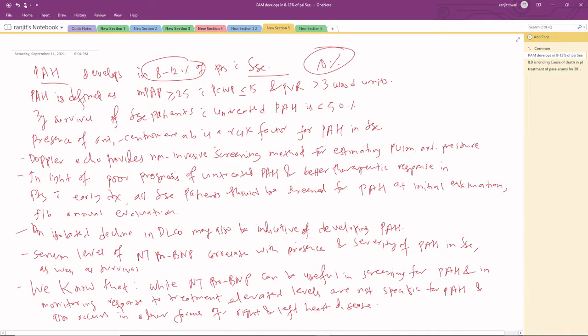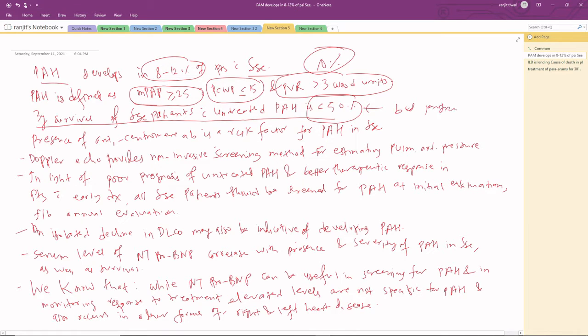Pulmonary arterial hypertension is defined hemodynamically as mean pulmonary artery pressure greater than 25 mmHg with pulmonary capillary wedge pressure less than 15 mmHg and pulmonary vascular resistance greater than 3 Wood units. The 3-year survival of systemic sclerosis patients with untreated pulmonary arterial hypertension is less than 50%. So you can see this is a bad prognosis. Once pulmonary hypertension develops, it signifies bad prognosis.